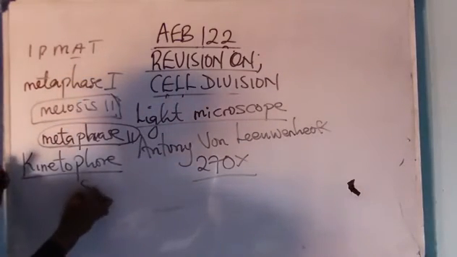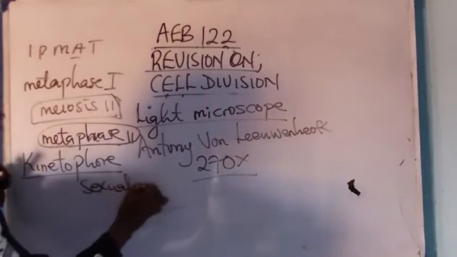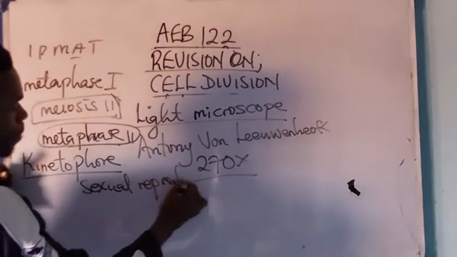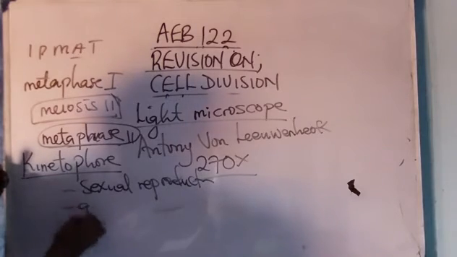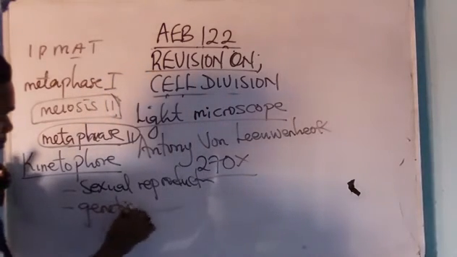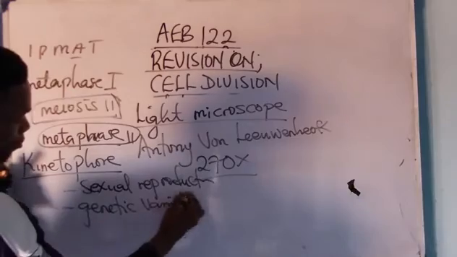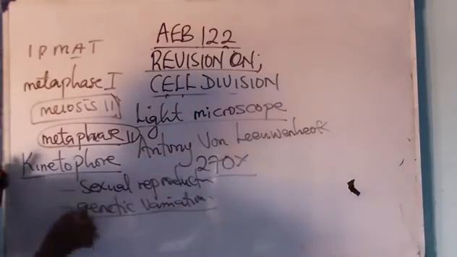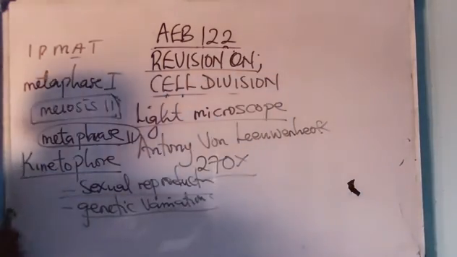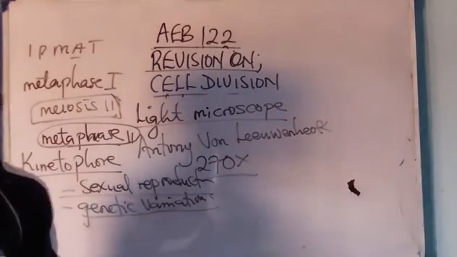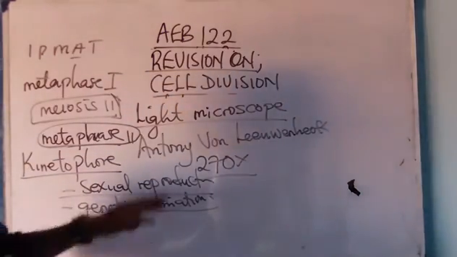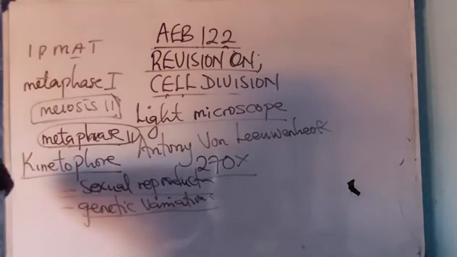What are the significance of meiosis? 1, sexual reproduction, and 2, genetic variation. I told you that meiosis occurs in a reproductive cell, and there's genetic variation.